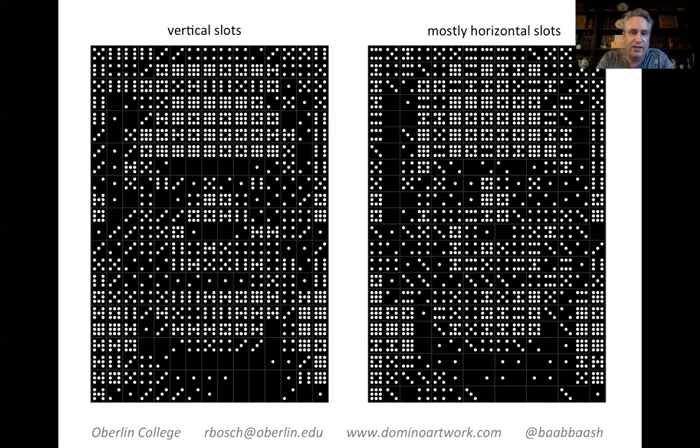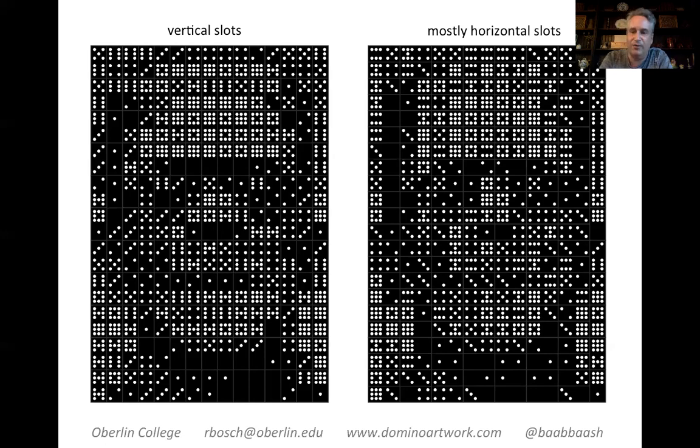So what I'm pointing out here is that we don't need to solve that first stage optimally to get something recognizable. The picture on the left shows the optimal solution to phase 2 if you use purely vertical slots. The image on the right shows the optimal solution to phase 2, stage 2, if we use mostly horizontal slots, with vertical slots in the rightmost column.